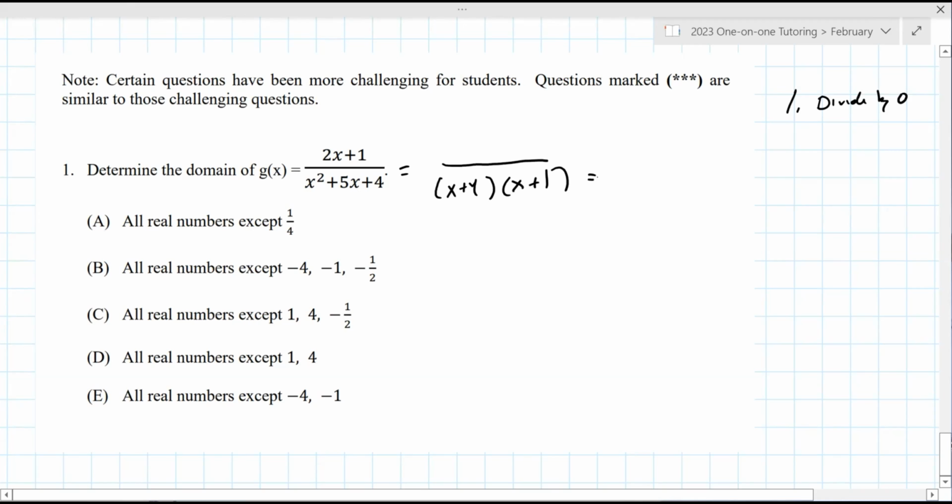And you set those equal to 0. So you said x plus 4 equal to 0, x plus 1 equal to 0. And these are the excluded values. So you could almost do it like this, not equal to 0, because you can't divide by 0. So x cannot be -4, x cannot be -1. And those are your excluded values. So it's everything except that.